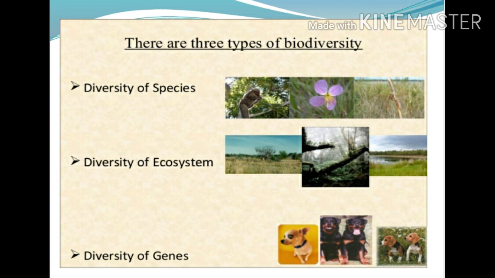Next is species biodiversity. Species biodiversity indicates the number of species found in a particular ecosystem. It also accounts for the number of species within it. Species biodiversity means animals and plants of big size. Species biodiversity means the number of species in a particular ecosystem.